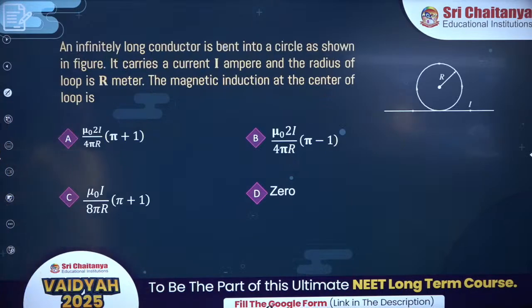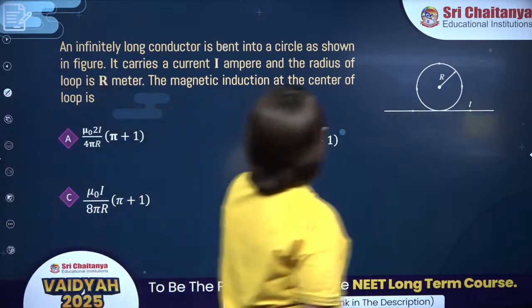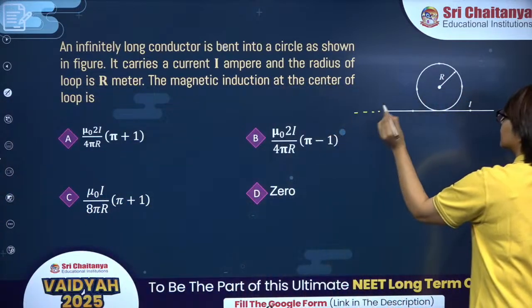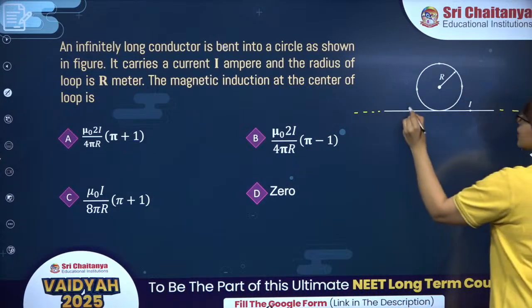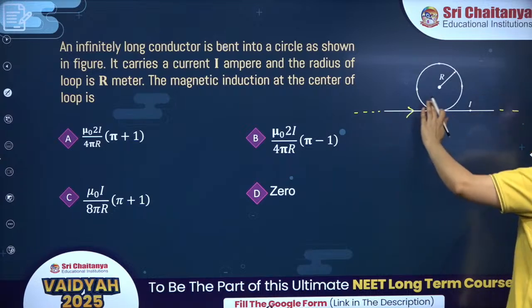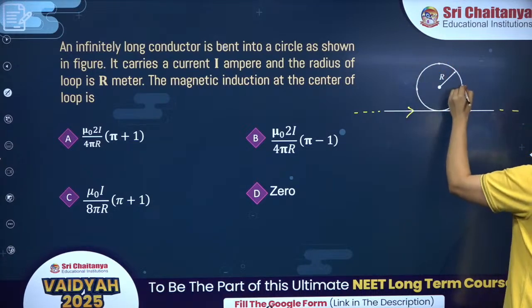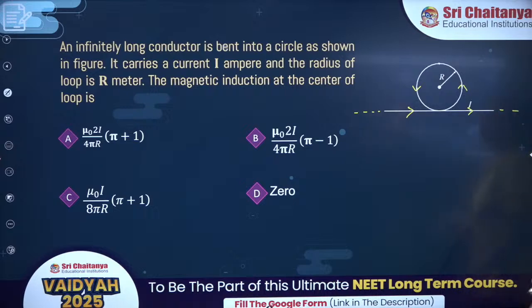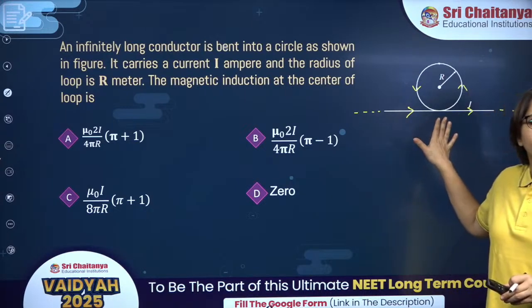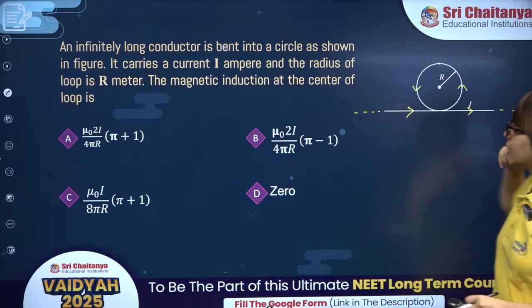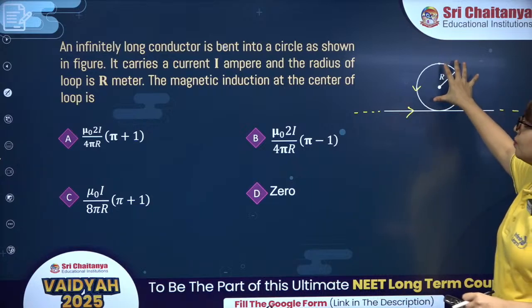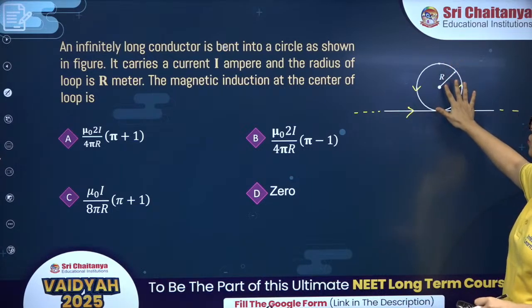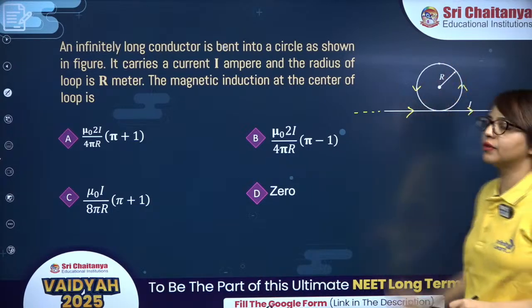Next is this one. An infinitely long conductor is bent into a circle. This is the infinitely long conductor. Current is flowing like this. Somewhere it is bent in the form of a circle like this, and then again it is going up to infinity. And I current is flowing into the conductor. R is the radius of the loop. Over here, we have to find the total magnetic field at the center of the loop.